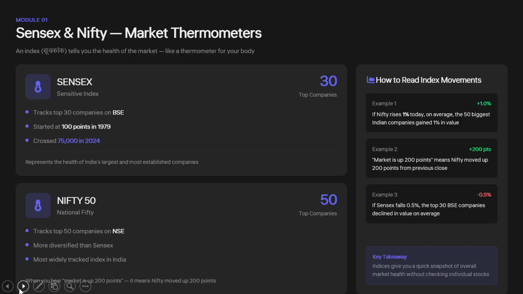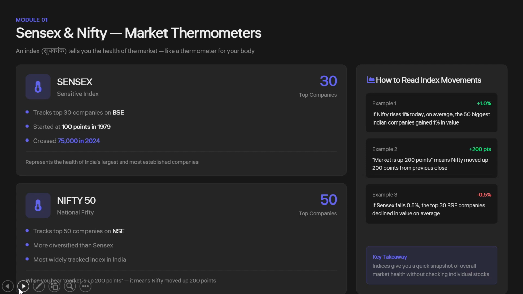Let us move forward to Sensex and Nifty. You hear Sensex and Nifty on the news every single day. But what are they actually? An index or suchkank is like a thermometer for the market. Just like a thermometer tells you the temperature of your body, Sensex tells you the health of the top 30 companies of BSE, and Nifty tells you the health of the top 50 companies on NSE.